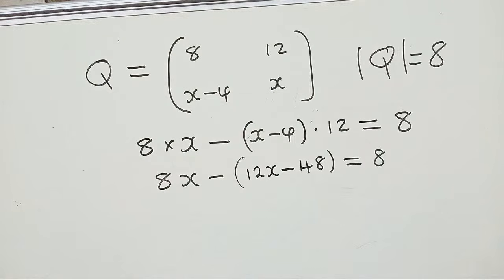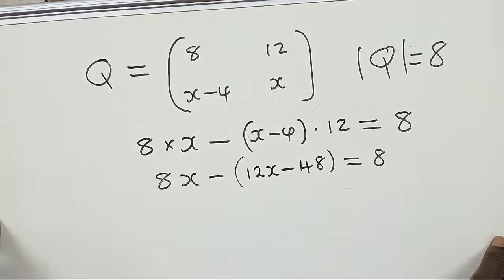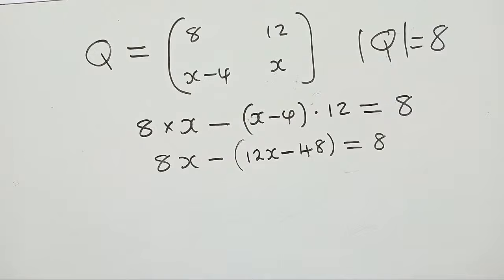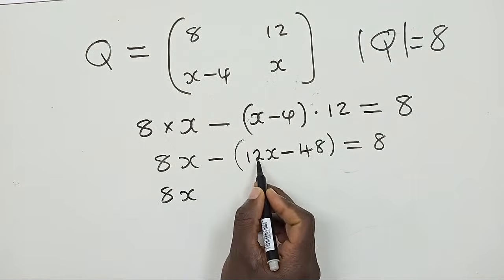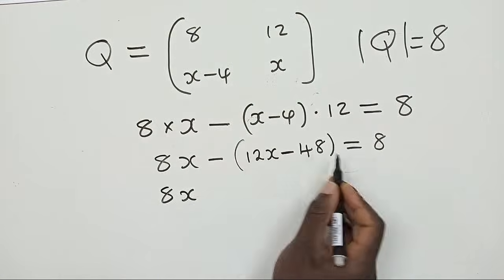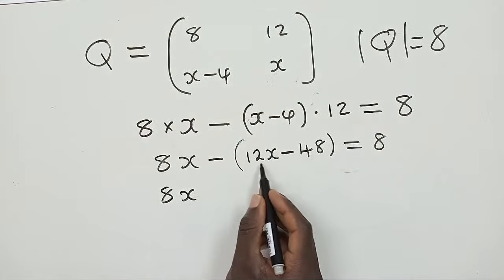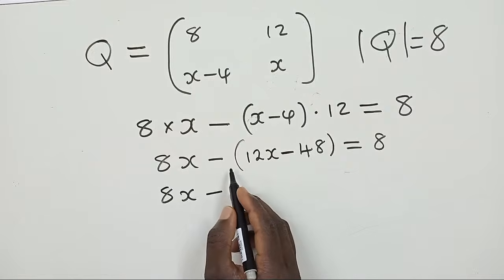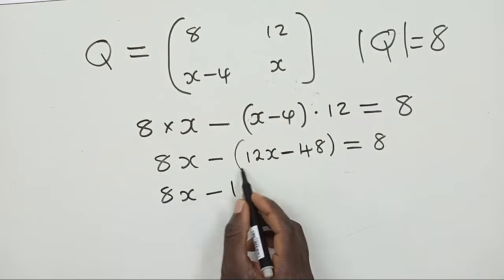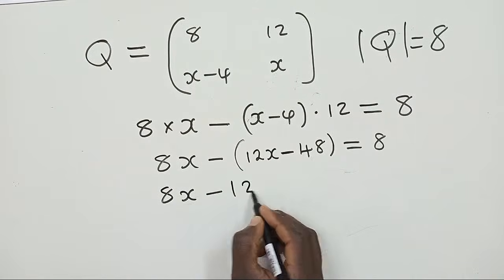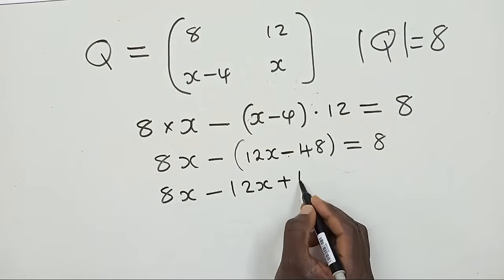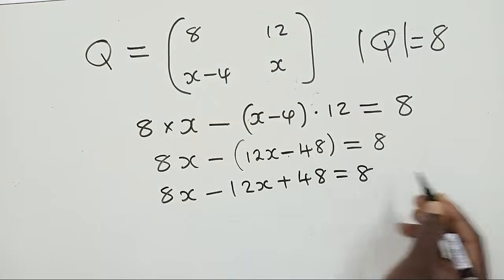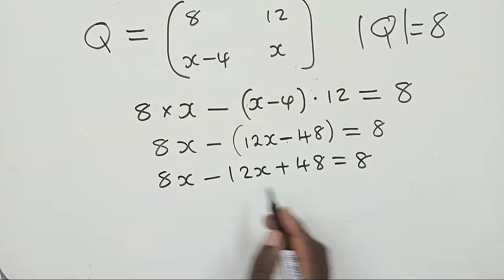Okay, so right here now, this looks much better. We can now distribute the negative. We want to get rid of the brackets at this point. Negative times 12x is negative 12x. Negative times negative gives us a positive, so 48 is equal to 8. So now, if we can see nicely, this is the equation.